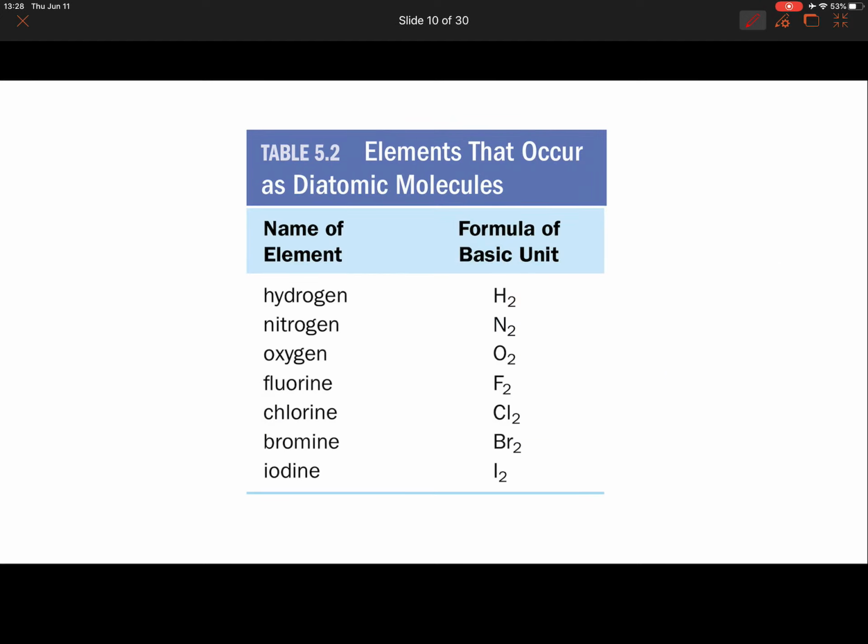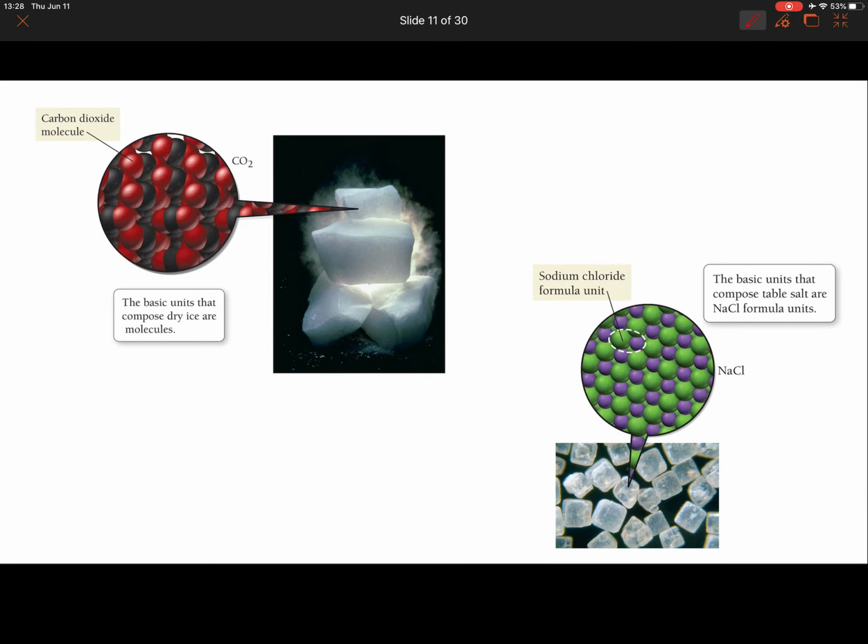Now here's a list of the molecular elements. There's not very many. That's them. That's all of them. It's easier to memorize this list than to try to figure out from some other way, or to memorize all of the ones that are atomic. Okay, so compounds can then also be molecular, or they can be ionic.